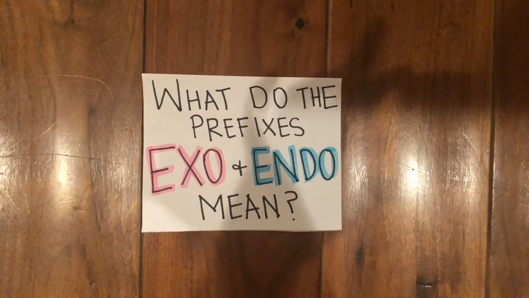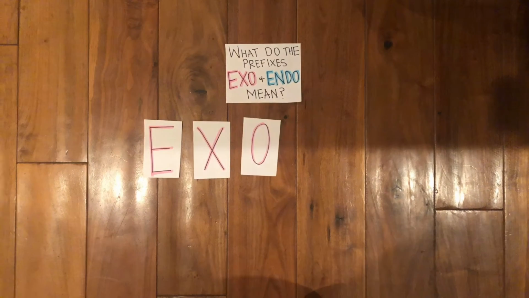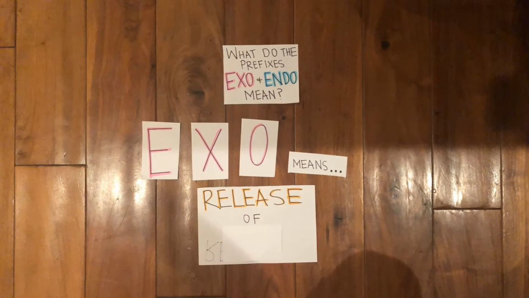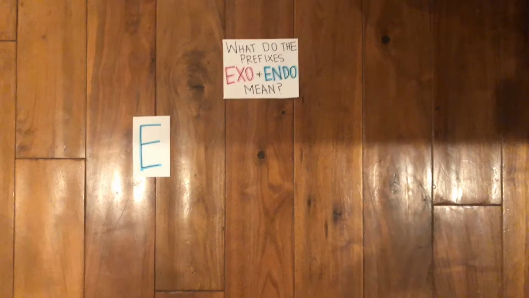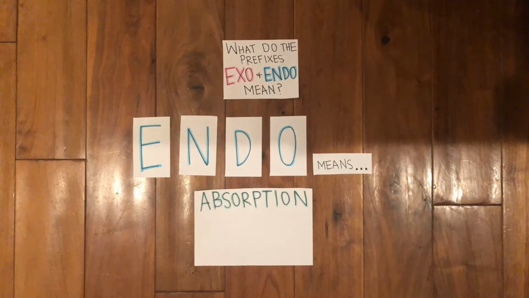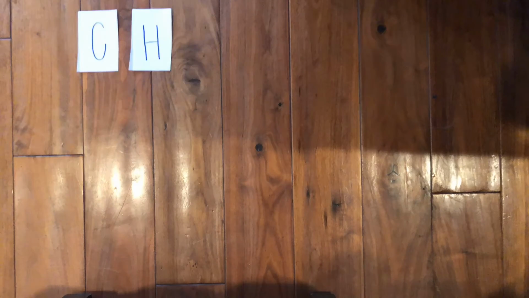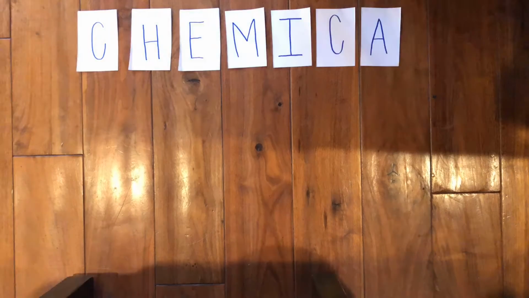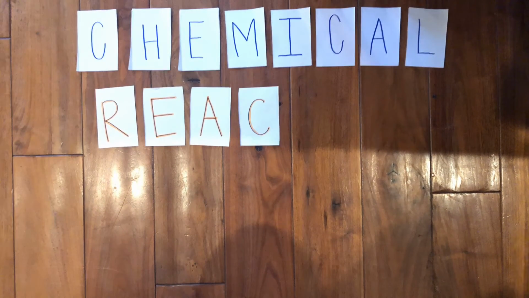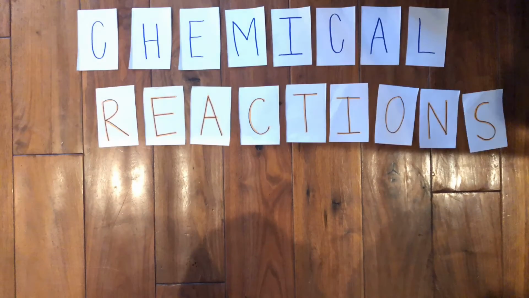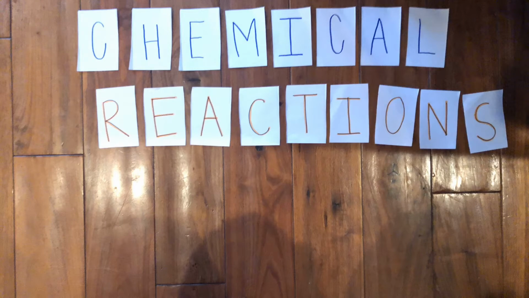First, we can start with what the prefixes endo and exo mean for endothermic and exothermic reactions. Exo means the release of heat, while endo means the absorption of heat. Whenever heat is absorbed or produced during a chemical reaction, it means that the heat is either a product or reactant of the chemical equation.